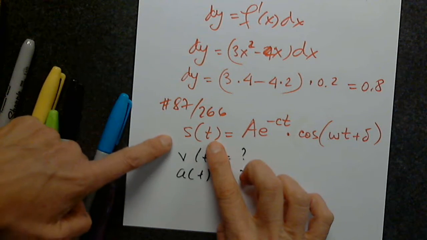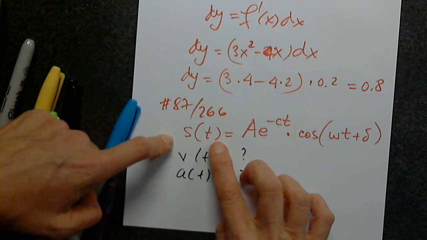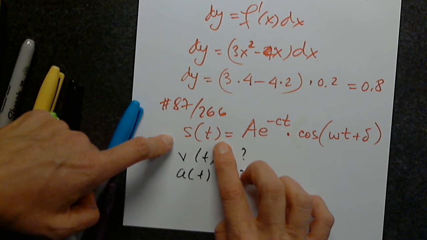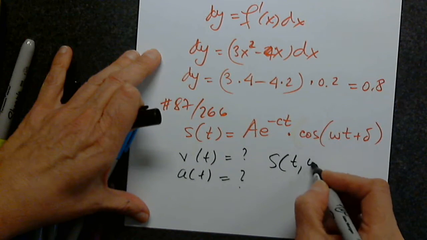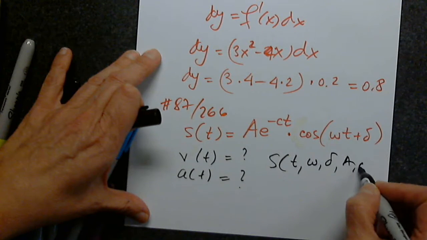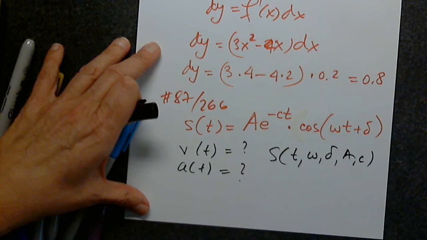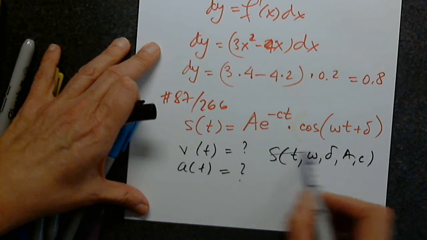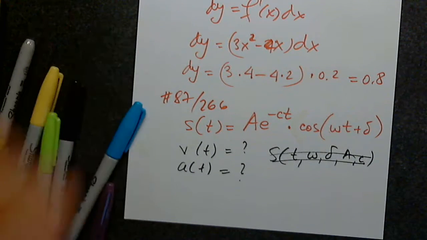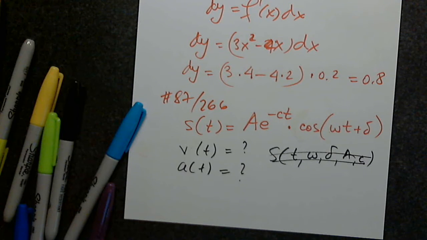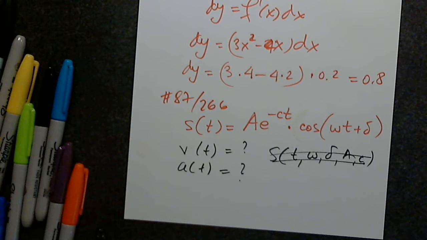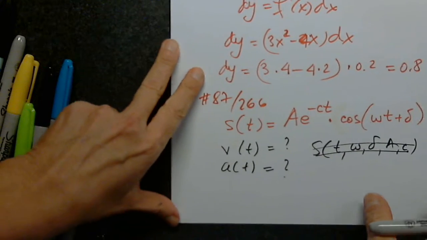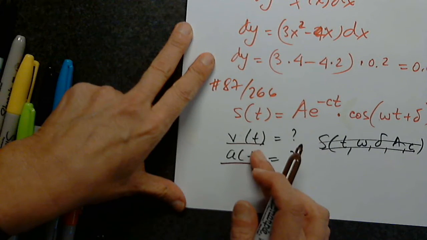But it's S of t. Otherwise I would have had S of a, comma c, comma omega, comma delta, comma t. This is a function of 5 variables. But I have S of t, so this makes no sense. Clear? Everything else has to be treated as a constant. This is very important. Is that clear or not? Yes. Okay, perfect. Especially when I'm writing find v of t and a of t, right?